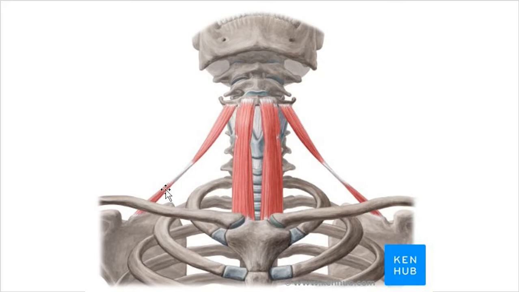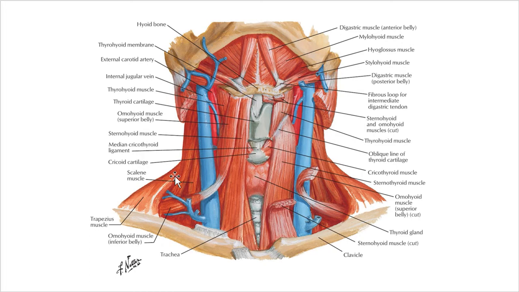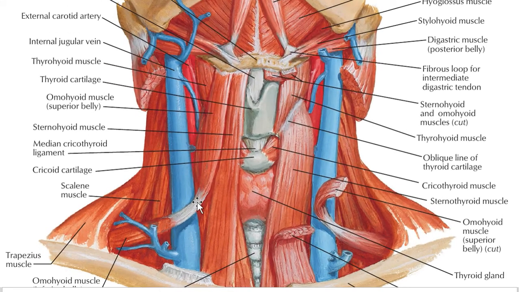Omohyoid muscle with intermediate tendon. So again, in this particular diagram here, you can see this muscle. This is the inferior belly of omohyoid. The scapula is under this trapezius muscle; it has been concealed by this trapezius muscle. So the inferior belly is attached to the superior border of the scapula, then the intermediate tendon, then the superior belly attaches to the hyoid bone. So this is the reason this muscle has been named omohyoid muscle.